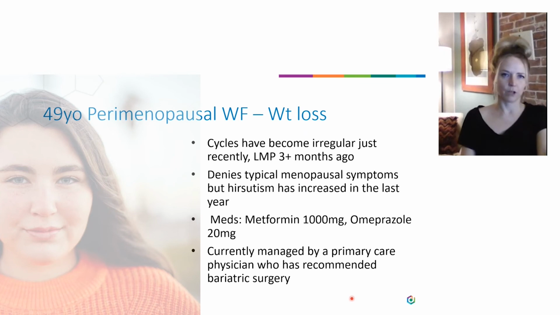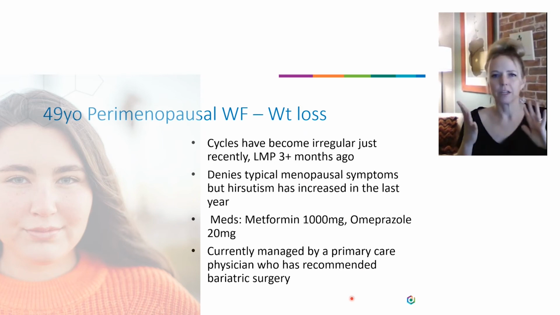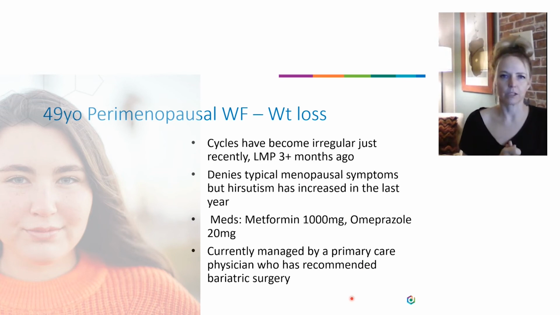Her cycles have become irregular just recently. Her last menstrual period was maybe a little bit more than 3 months ago. This is a new irregularity, and she thinks she might be going through menopause soon. But she does deny typical menopausal symptoms, no hot flashes or night sweats or vaginal dryness. But she's noticed some hirsutism in the last year or so. Her meds include metformin, just a 1,000 milligram dose, and omeprazole for GERD.